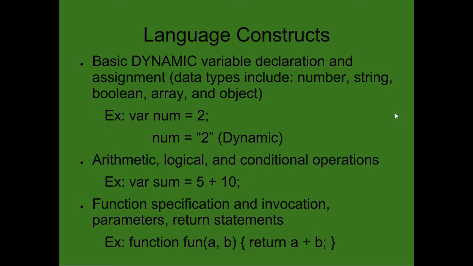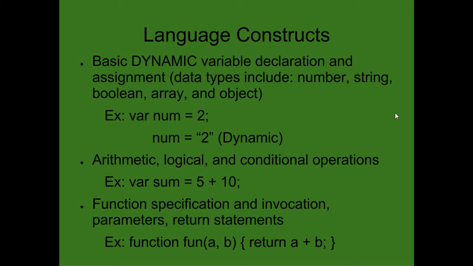Here are the language constructs. There is dynamic variable declaration and assignment. As you can see, the variable num is assigned to a number value of 2, and later it is rebound to a string type. There's support for arithmetic, logical, and conditional operations.